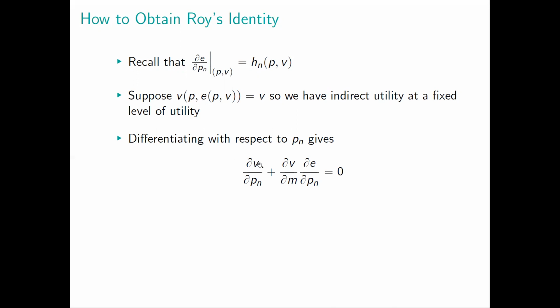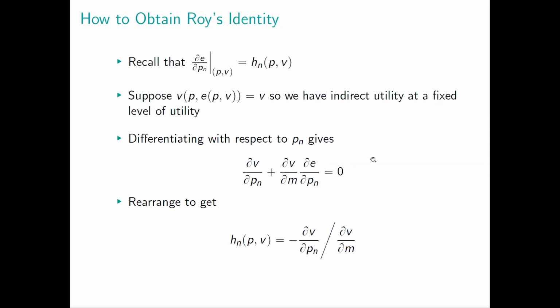So we get the derivative of the indirect utility with respect to price p_n plus the derivative of indirect utility with respect to the income component times the derivative of the expenditure function with respect to price of n. So from here, we can rearrange to get h_n. So the Hicksian demand of p comma v is equal to the ratio of partial derivatives of the indirect utility with respect to prices and the indirect utility with respect to income.